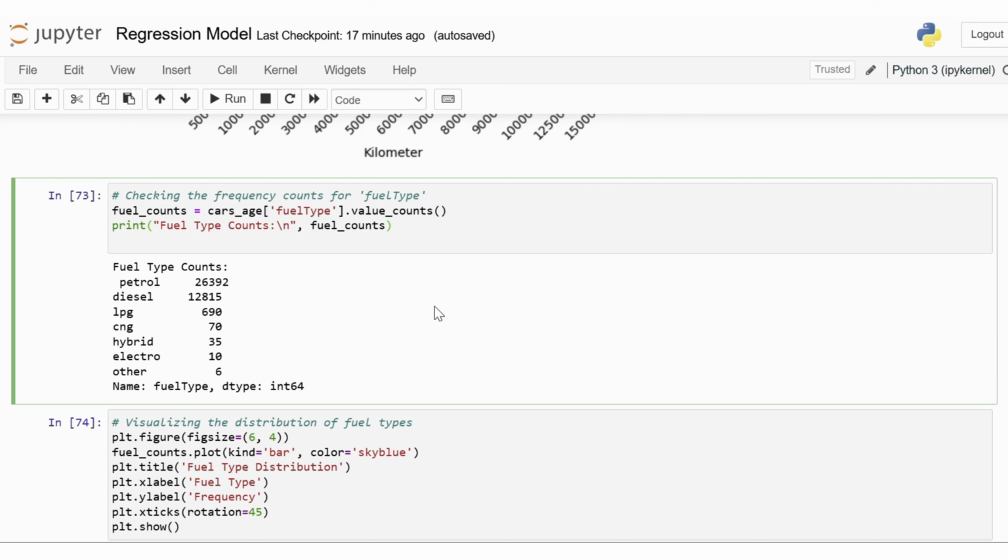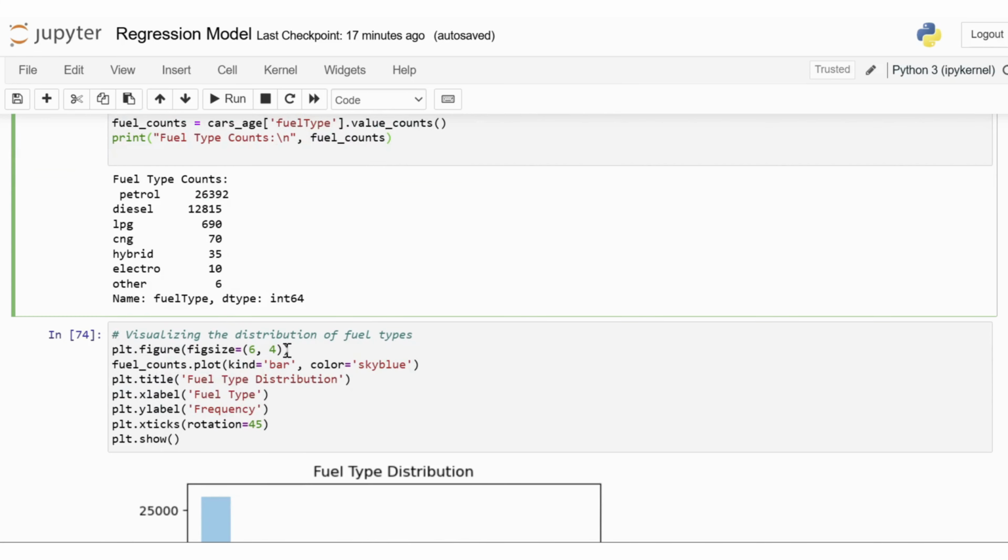The presence of only 10 electric cars and 6 cars under other suggests that traditional fuel types dominate the pre-owned car market in our dataset. This distribution highlights the potential focus areas for pricing models, with petrol and diesel cars being the primary segments. To get a better understanding, let's plot a bar plot showing the distribution of different fuel types.